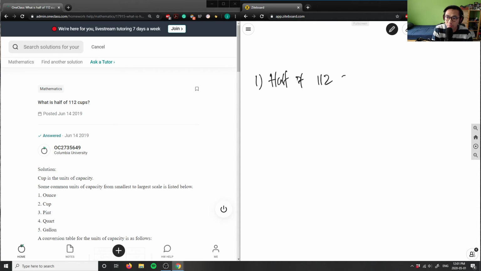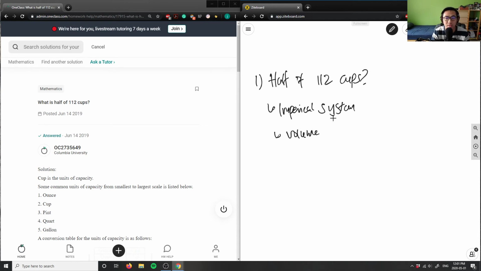When we have cups here, again, cups is a unit of volume, in the imperial system here. It's measuring volume, so you can think of it as water or juice or something like that. So it's asking us what's half of 112 cups.